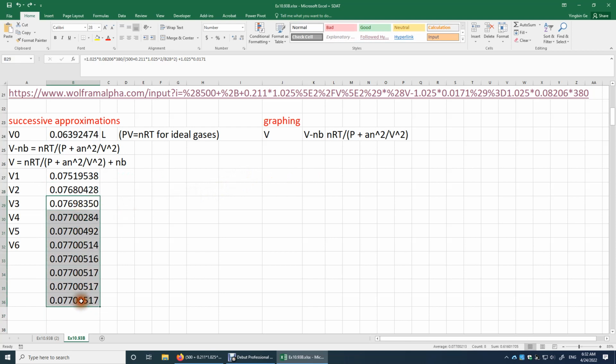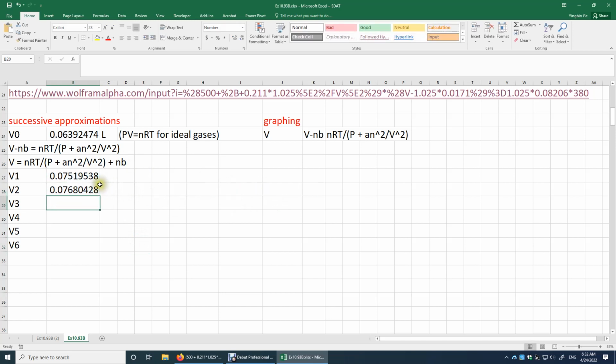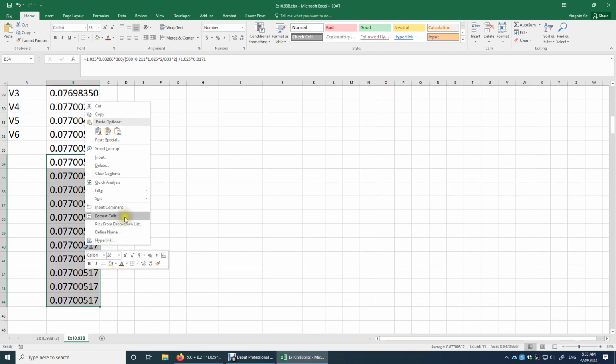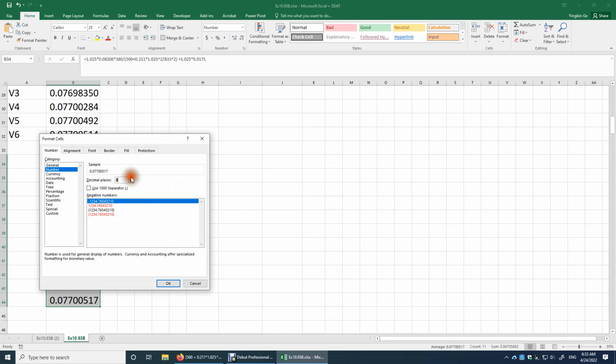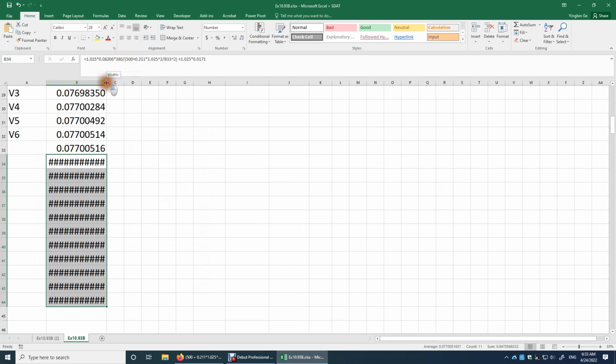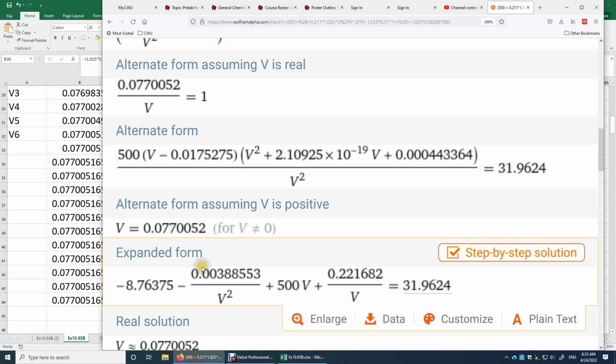I can delete all this, because if you look at this equation, I'm using B27. It's just the label of the cell. I can start from here and then drag it all the way down to make it converge. All right, look at all these numbers. If you want to look at more decimal places, 10 decimal places, you can. You just need to make this wider. Look at this. It converges perfectly. 0.770051658, and then look at this one.